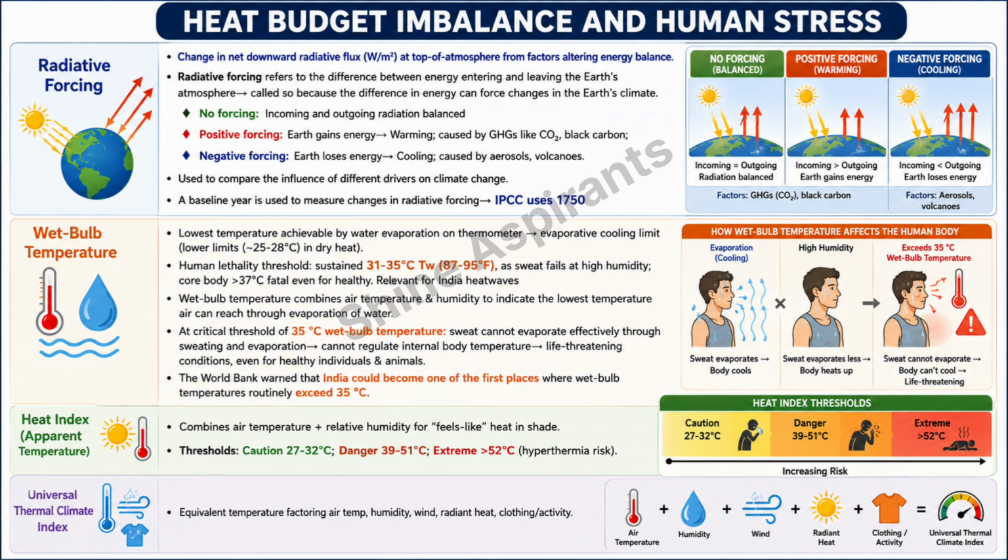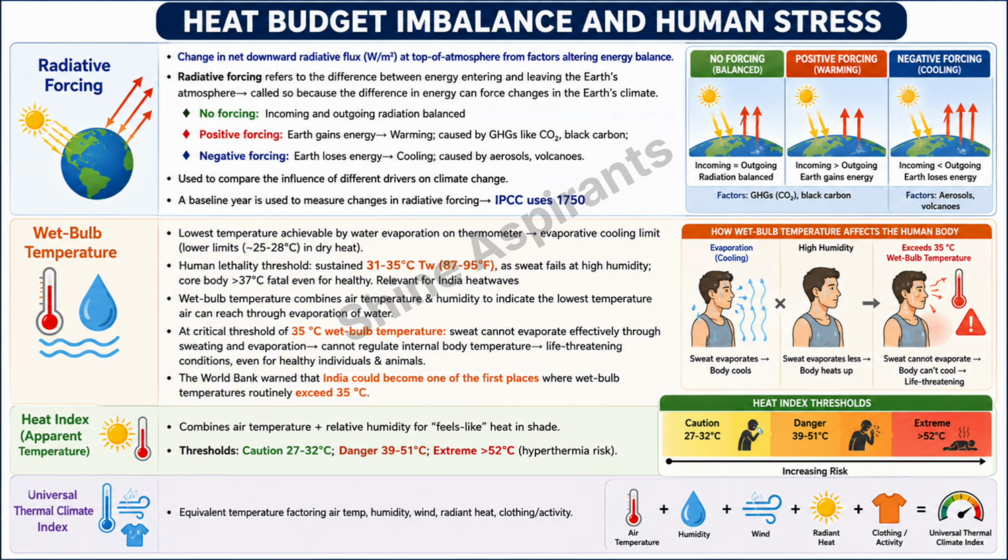Positive forcing: Earth gains energy, warming, caused by GHGs like CO2 and black carbon. Negative forcing: Earth loses energy, cooling, caused by aerosols and volcanoes. Used to compare the influence of different drivers on climate change. IPCC uses 1750 as baseline year. Wet bulb temperature. Lowest temperature achievable by water evaporation on a thermometer. Evaporative cooling limit around 25 to 28 degrees Celsius in dry heat. Human lethality threshold.